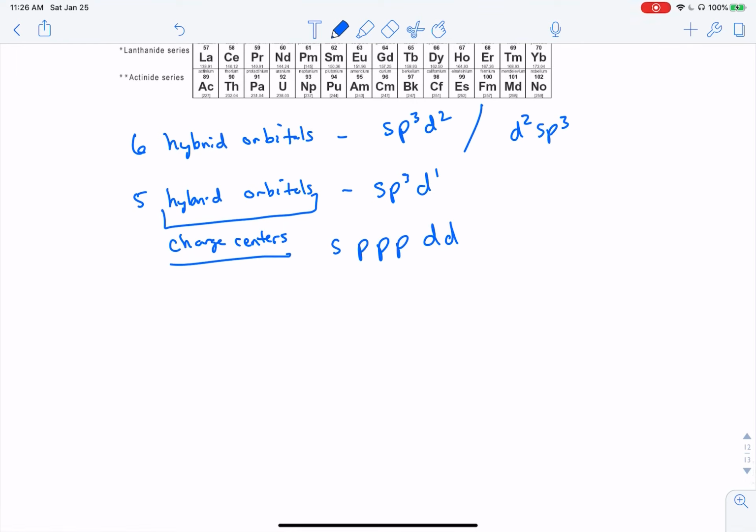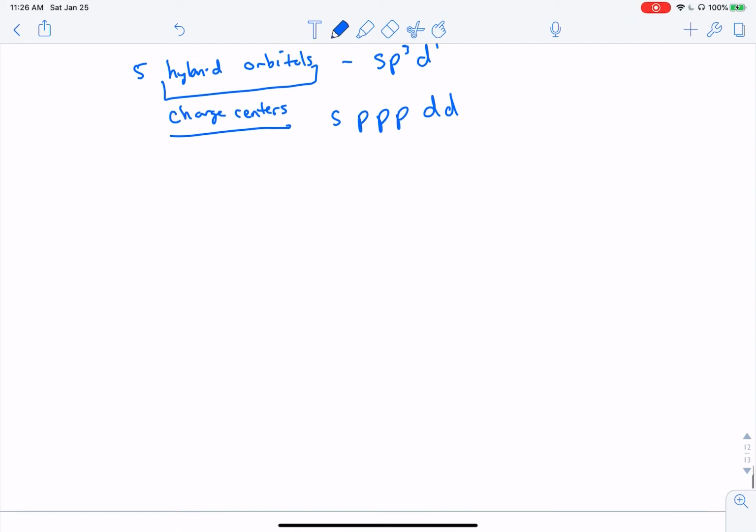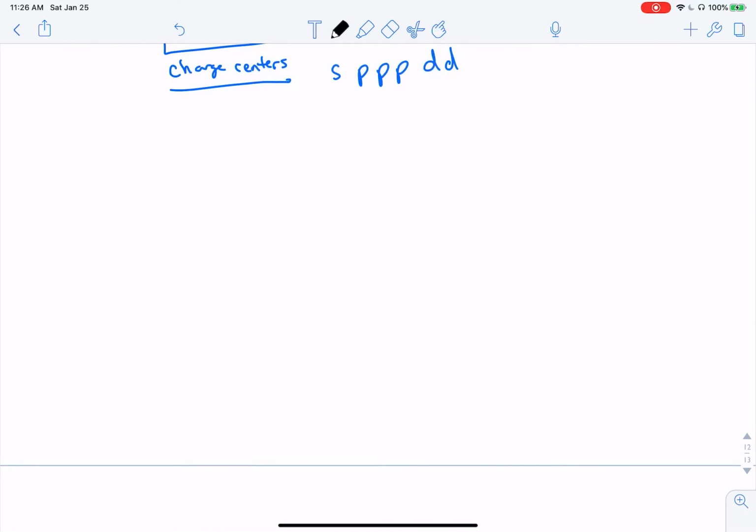So let's talk about those shapes because we haven't done the expanded octet shapes yet, and that's the main thing here. Okay, we'll try to get through this quickly here. But if you have 5 sigma bonds and 0 lone pairs, then you have 5 charge centers, which means a hybridization of sp3d1.